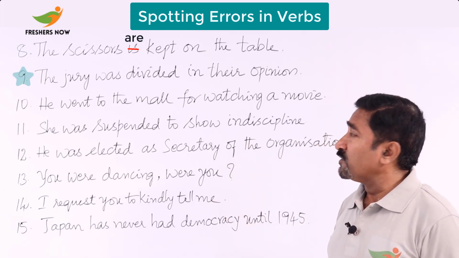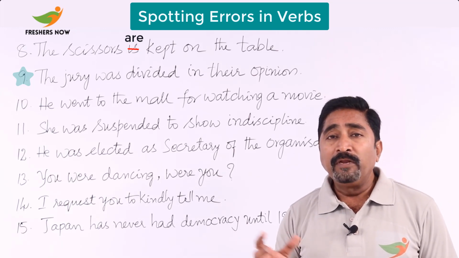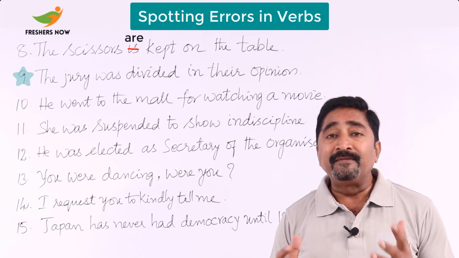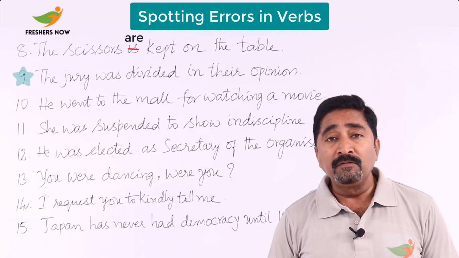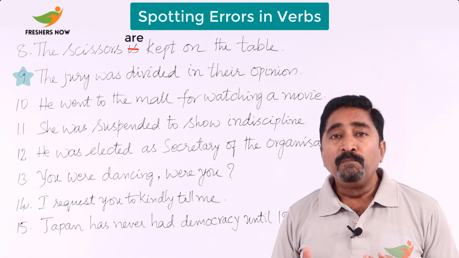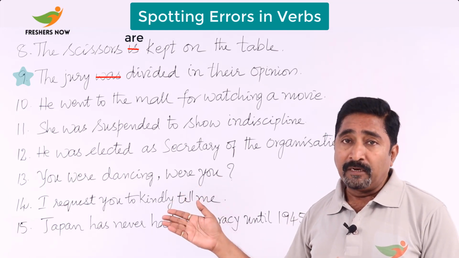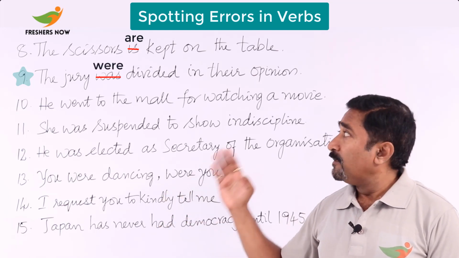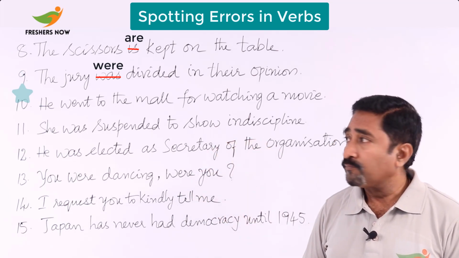The jury was divided in their opinion. Now, whenever it is under a collective category, a group of people, like a committee, government, or a company, they should all the time be considered plural. And so we should take a plural verb accordingly and say that the jury were divided in their opinion.